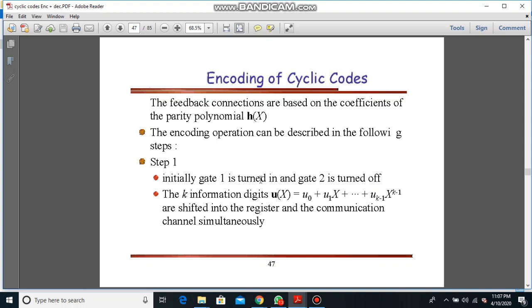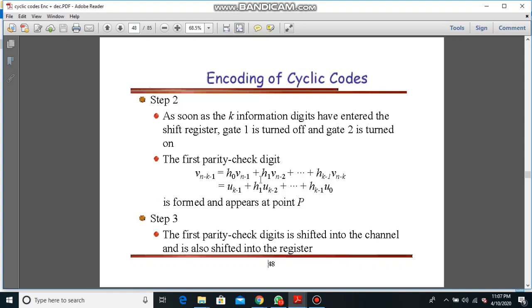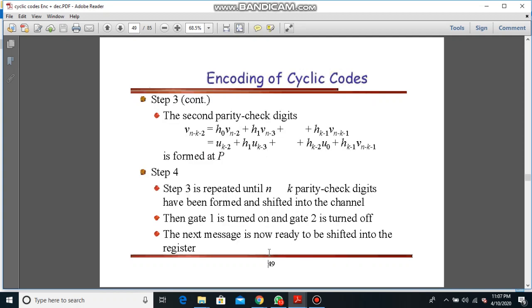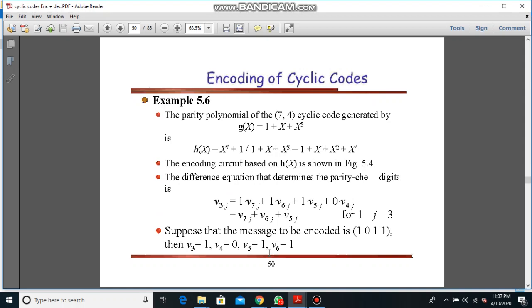Step 1, initially gate 1 is turned on and gate 2 is turned off. The k information digits u(x) are shifted into the register. So first the gate is opened, all the data bits will be loaded into the shift registers. As soon as the k information digits have entered, gate 1 is turned off and gate 2 is turned on. The first parity check digit is computed and appears at point P. The first parity check digit is shifted into the channel and is also shifted into the register. Second parity check bit, same steps are repeated till all the data bits are fed into the register and we will get all the shift registers with parity check bits.